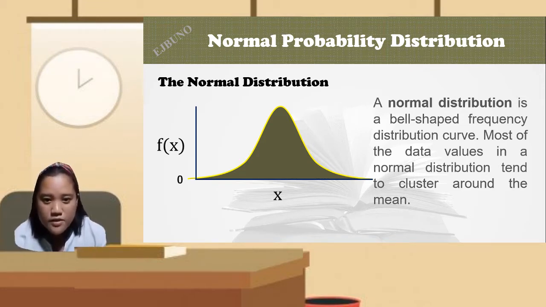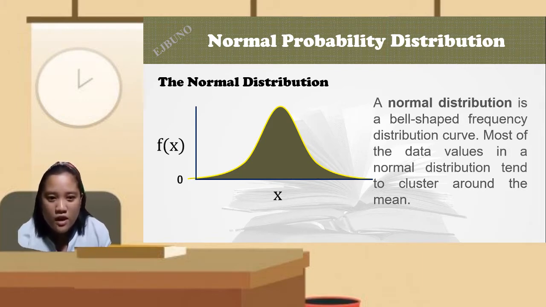A normal distribution is a bell-shaped frequency distribution curve. Most of the data values in a normal distribution tend to cluster around the mean, and it is often called a bell curve because it looks like a bell. Many things closely follow a normal distribution: the heights of people, size of things produced by machines, errors in measurements, blood pressure, and marks on a test.